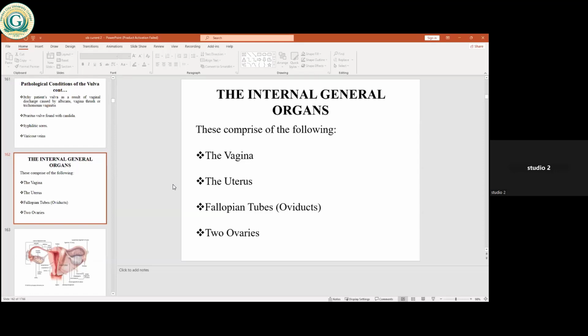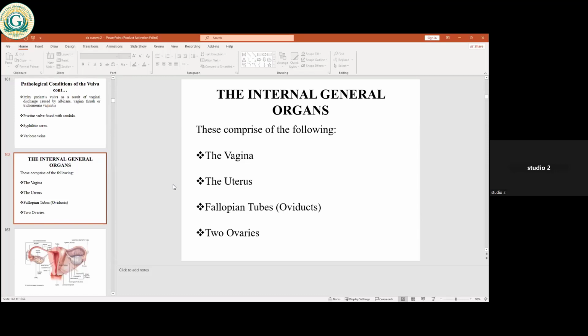Now we go to the internal genitalia. When you put the woman on the table and you display the labia majora and the labia minora, you see the almond shape, and then you see the vaginal orifice. That is where the internal organs begin. Look at the arrangement. In examination, they can make an arrangement. The internal organs don't start with the fallopian tubes or ovaries. It goes from the vagina, you move on to the uterus, you go to the fallopian tubes, and you go to the ovaries. So we start with the vagina.